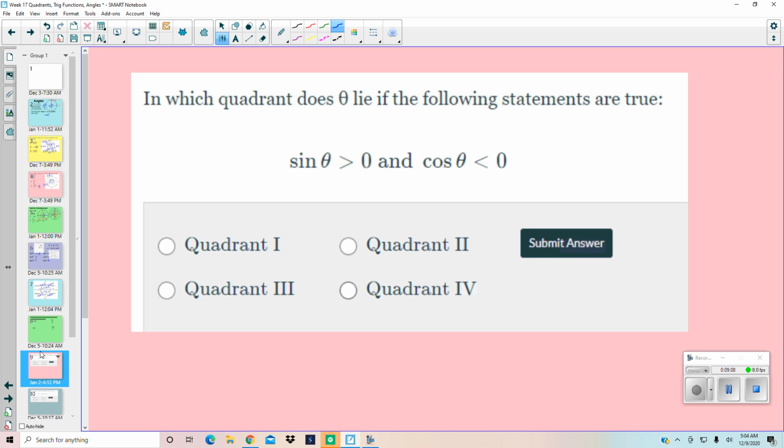Now, in Delta Math, when you're trying to figure out which quadrant the angle lies in, you're going to be given information. Okay, so sine is positive and cosine is negative. Sine is positive in quadrant 1 and quadrant 2. Cosine is negative in quadrant 2 and quadrant 3. The common element is quadrant 2, so that's the solution.